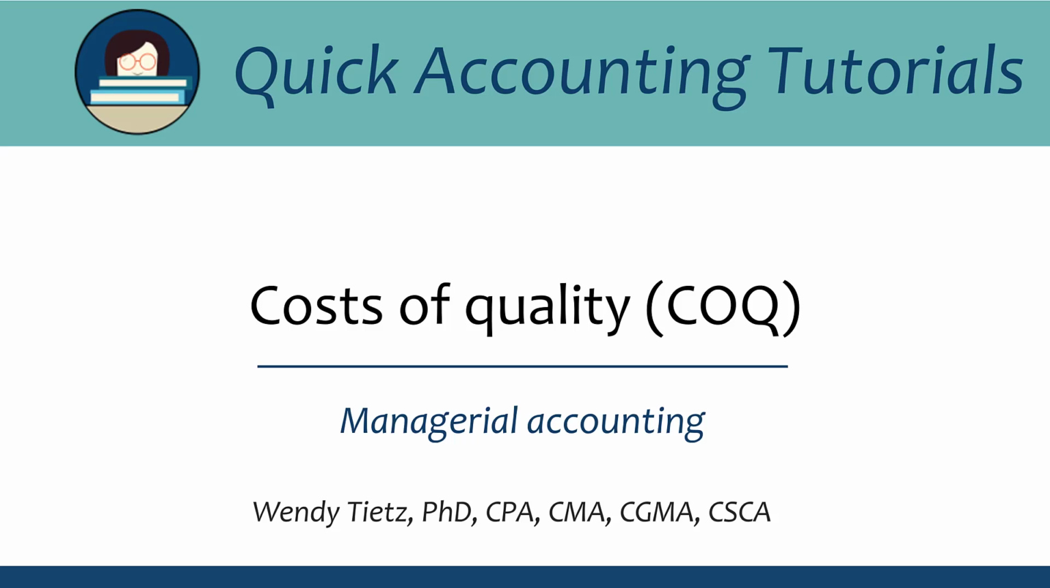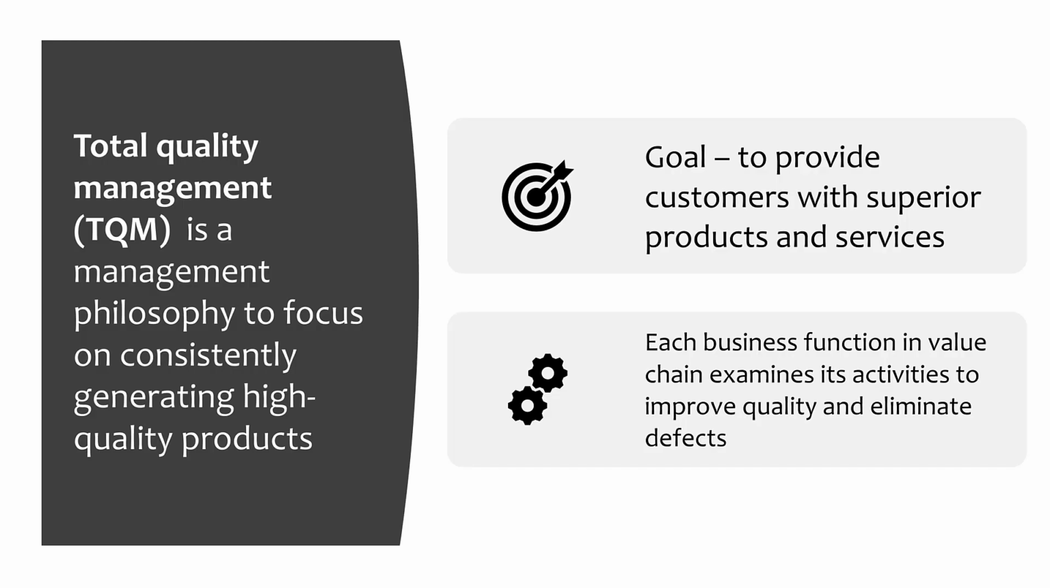Hi, in this video we're going to talk about the cost of quality, or COQ. Because lean companies rarely hold extra inventory to fall back on in the event of errors or defects, they use the management philosophy of total quality management, or TQM, to focus on consistently generating high-quality products. The goal of TQM is to provide customers with superior products and services. Each business function in the value chain continually examines its own activities to improve quality and eliminate defects.